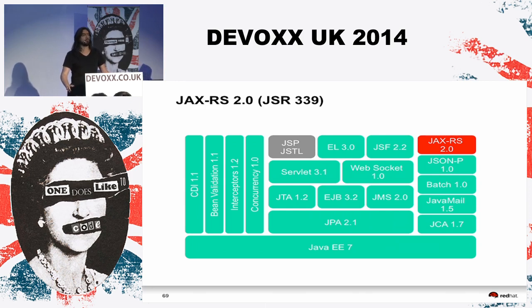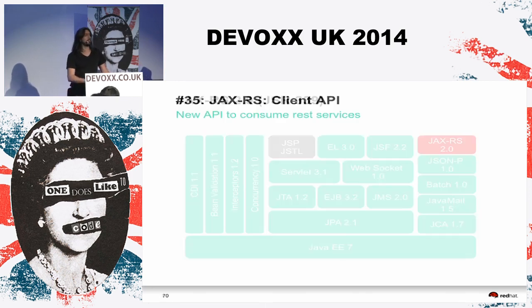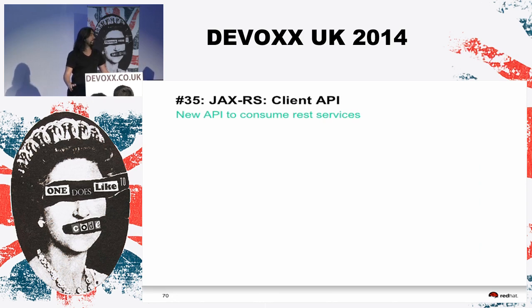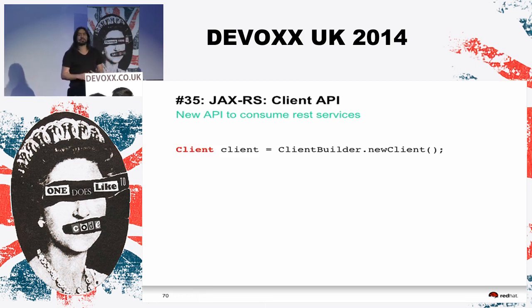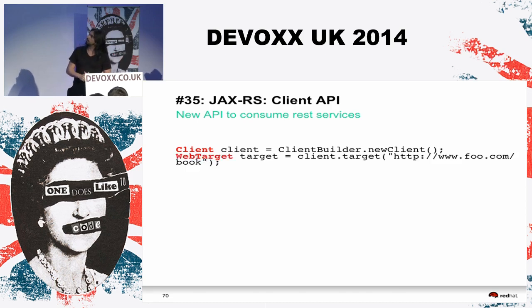JAX-RS 2.0. One missing feature in 1.1 was the client API. JAX-RS 1.1 was about standardizing the way you expose a service, but not how you consume it. Again, taking back the same builder API idea that we saw in JMS, we do the same in JAX-RS. So here you go, client builder, give me a client, and then with the client you say, well, I want to target this URL. So that gives you a web target.